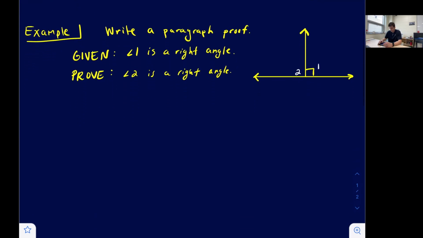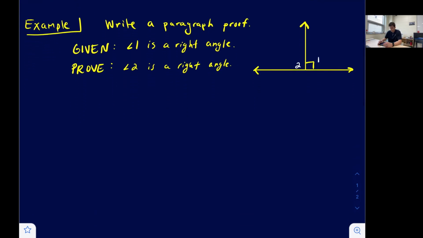Okay, so we're going to look at an example, and they just tell us to write a paragraph proof. So if you're struggling with a paragraph proof or even a flowchart proof, maybe you like two-column proofs. But the question calls for a paragraph proof. You could always write the two-column proof and then just transfer that as sentences in a paragraph.